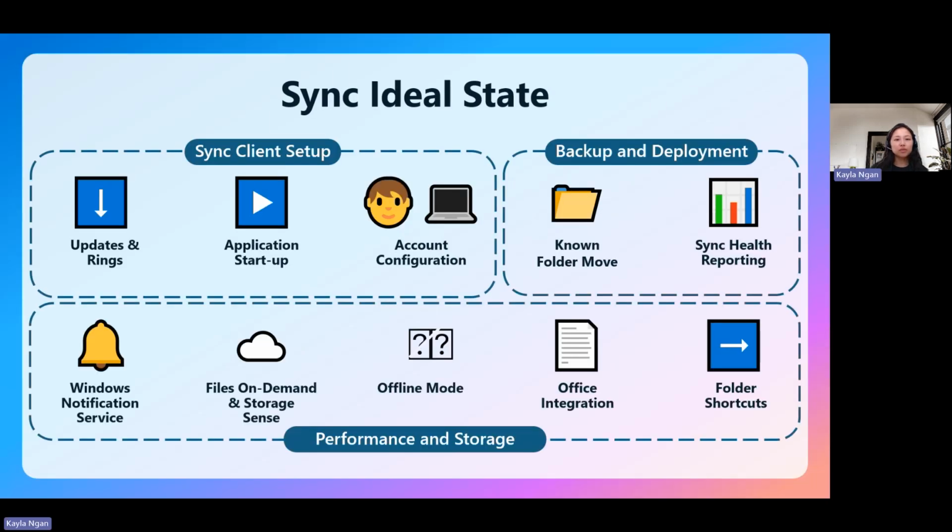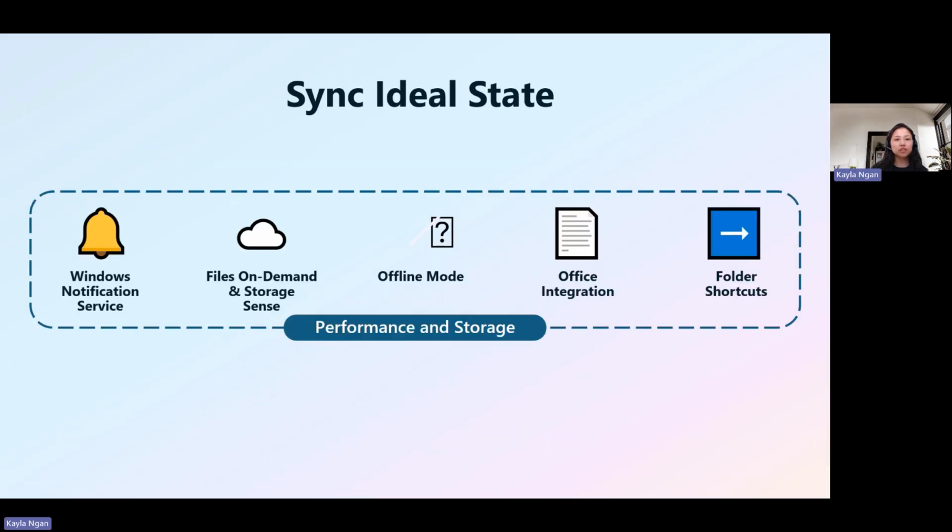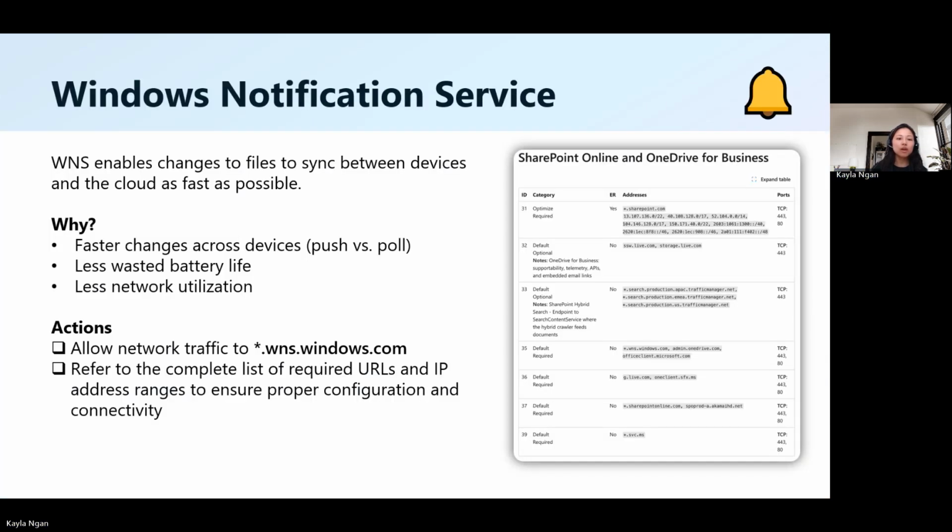All right, so moving forward, we have the next group, which I like to call performance and storage. First up is the Windows Notification Service, which, despite its name, WNS as we call it, is actually needed for all platforms, both Windows and Mac, to get file changes from your device as soon as possible, or getting the changes from cloud to device as soon as possible.